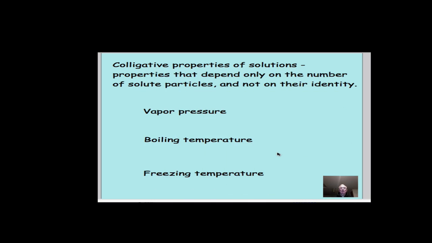We're looking at what are called colligative properties of solutions, and these are properties that depend not on the identity of the material being dissolved, or the solute, but rather on the number of solute particles that are present in the solution. We're going to focus specifically on three properties: vapor pressure, boiling temperature, and freezing temperature.